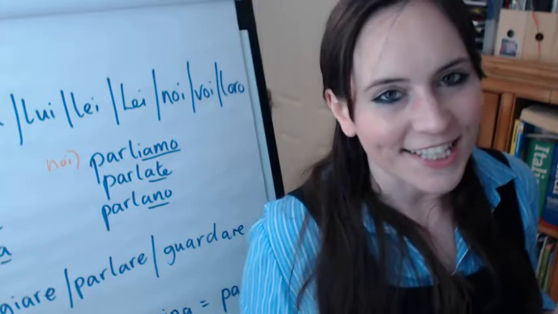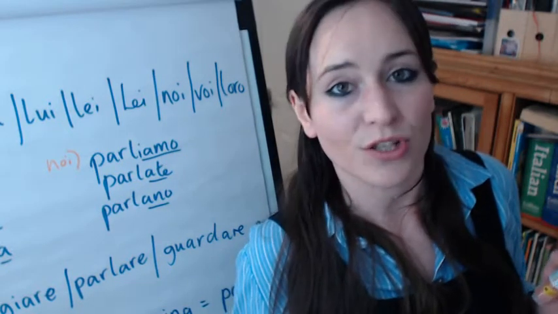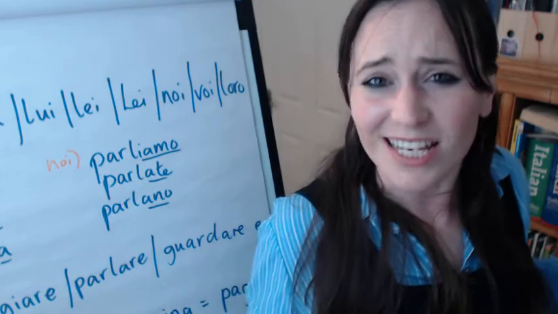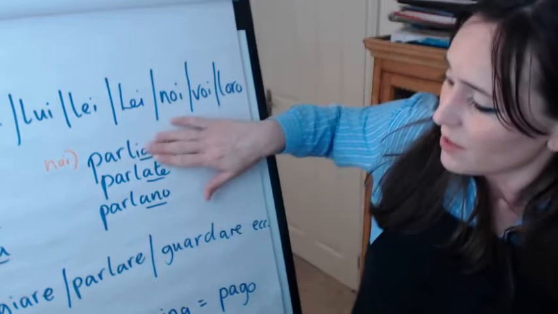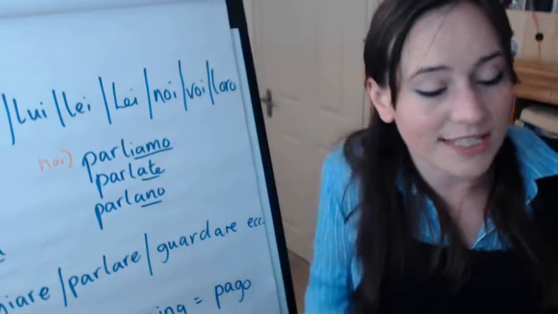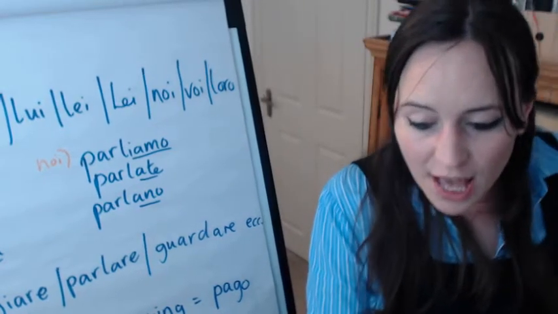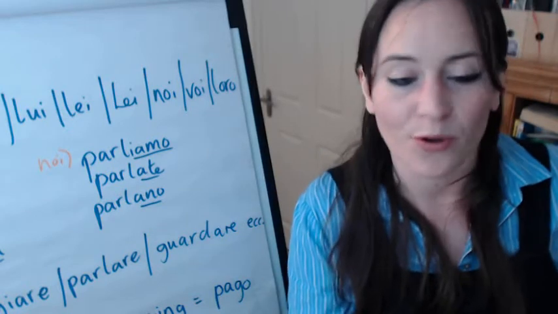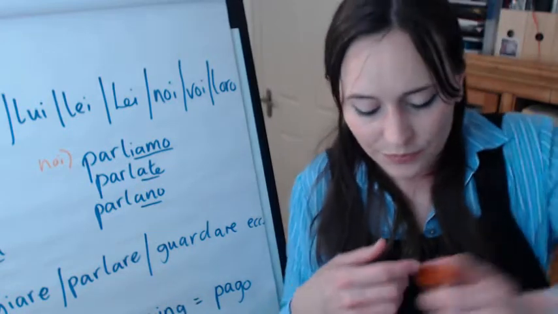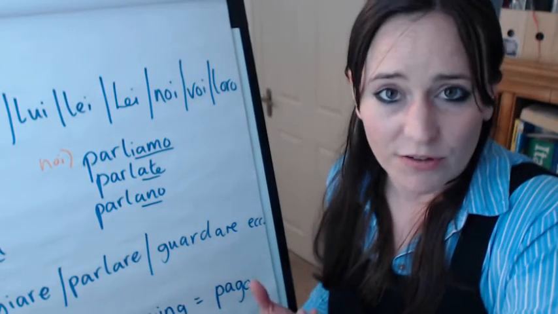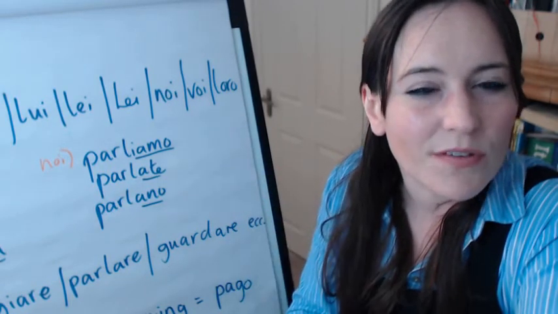So I think that the we form, or the noi form of verb conjugations in the present tense, is quite easy, because once you get used to the stem of the verb, all you need to do is add iamo, iamo. So that's quite a nice thing to say. Parliamo, mangiamo, cantiamo, balliamo, scriviamo, etc. So most of the example verbs I used there were ARE verbs, okay? So if you didn't understand them, you could probably go back and try and listen to the stem of the verb.